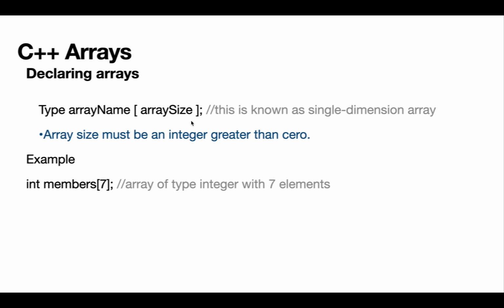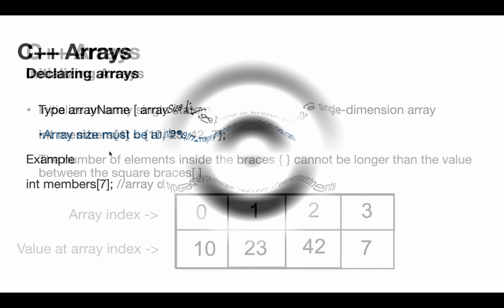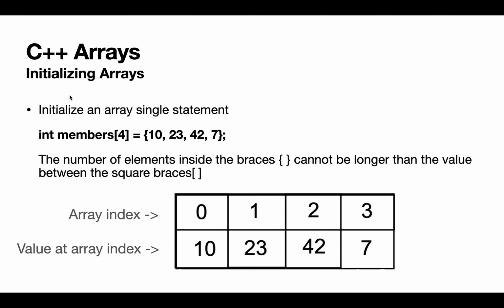So a rule important to know is the size of the array must be an integer greater than 0. For example, here we're declaring an integer array of 7 elements. And initializing arrays. Initializing arrays is declaring an array plus setting the initial values. So for example, here we are declaring, and here we are initializing in a single line.